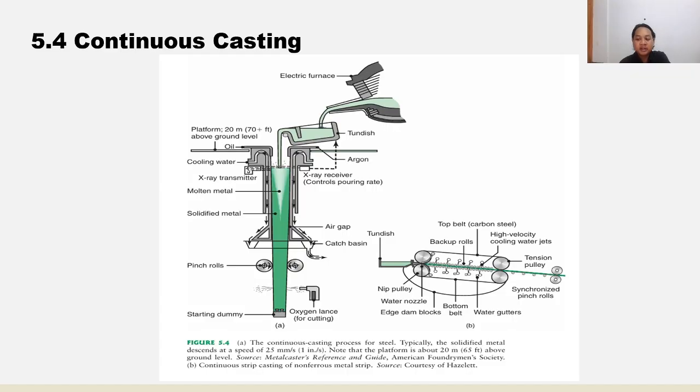These are the higher quality steels at reduced cost, and we can see in this figure.